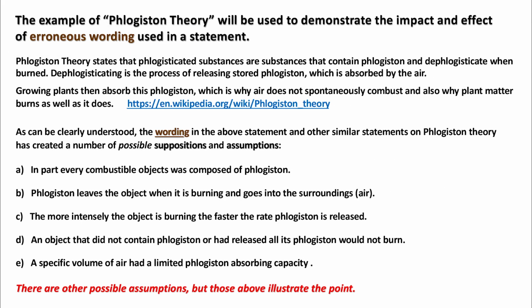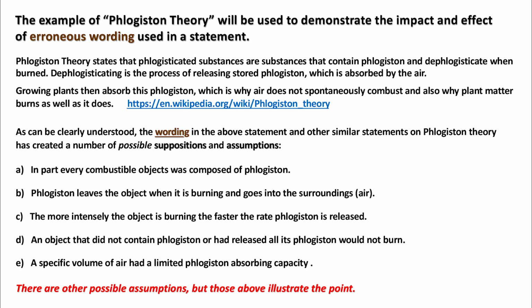The example of phlogiston theory will be used to demonstrate the impact and effect of erroneous wording used in a statement. Phlogiston theory states that phlogisticated substances are substances that contain phlogiston and dephlogisticate when burned. Dephlogisticating is the process of releasing stored phlogiston, which is absorbed by the air. Growing plants then absorb this phlogiston, which is why air does not spontaneously combust and also why plant matter burns as well as it does.